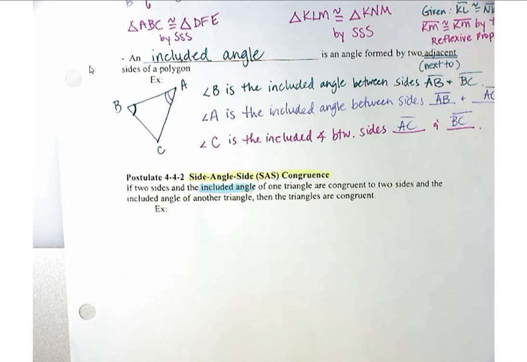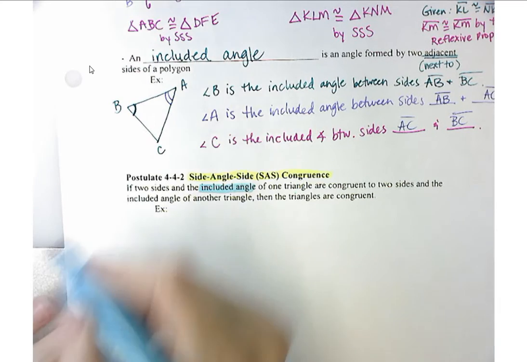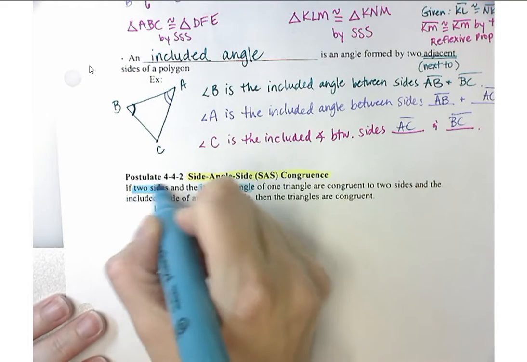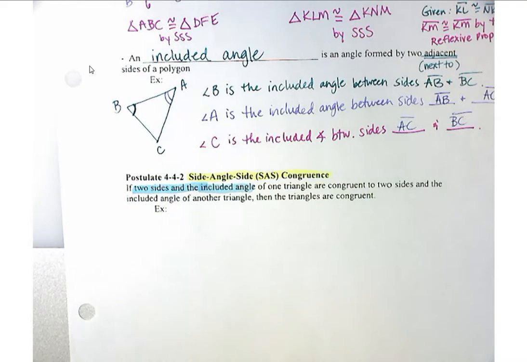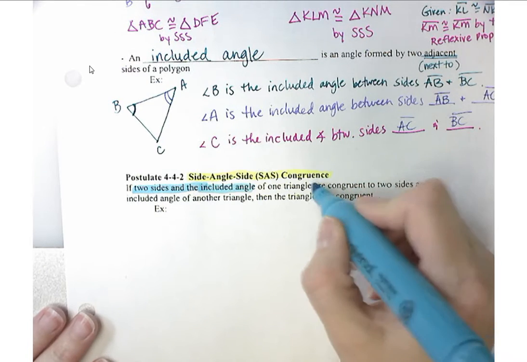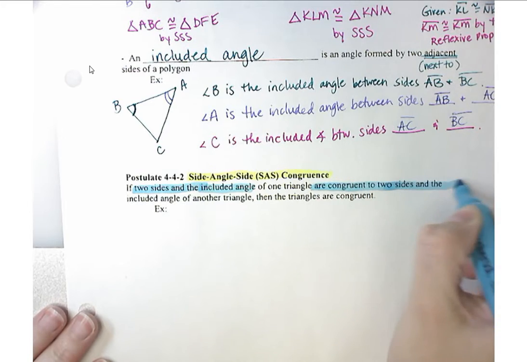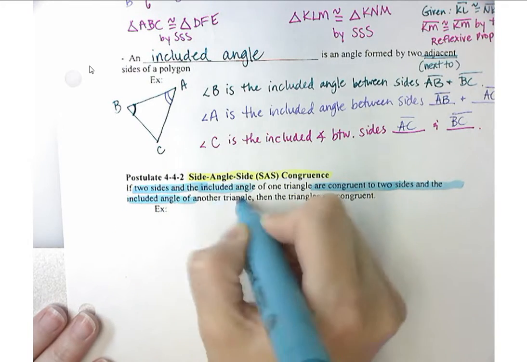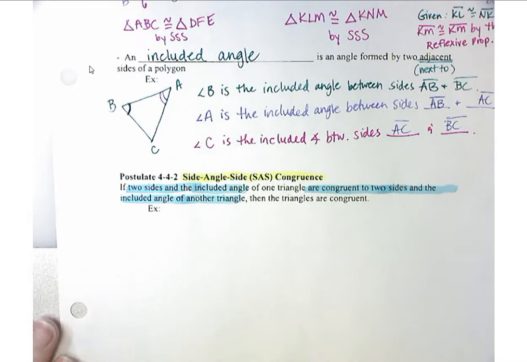So after if, it says two sides and the included angle, right? So it's two sides and the included angle. That's what you need, right? Two sides and the included angle of one triangle have to be congruent to two sides and the included angle of another triangle. Okay, so that's the main thing, two sides and the included angle. Then you know your triangles are congruent to each other.